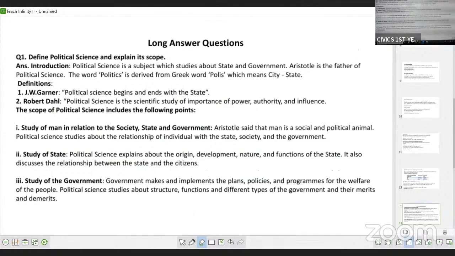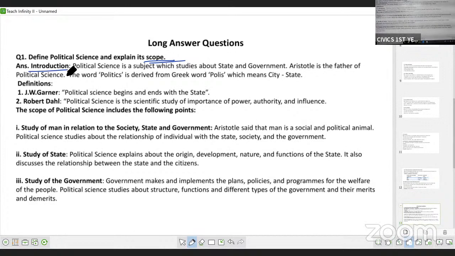The most important question is scope of political science. I'll just give you a brief explanation of this. It is an important question, the most repeated question you can say. If you are thorough with this question, you can easily attempt one LAQ. So this answer, you should divide it into parts. First, you should write the introduction.